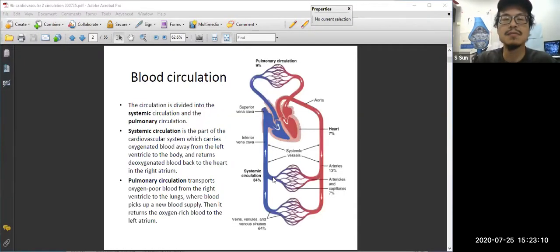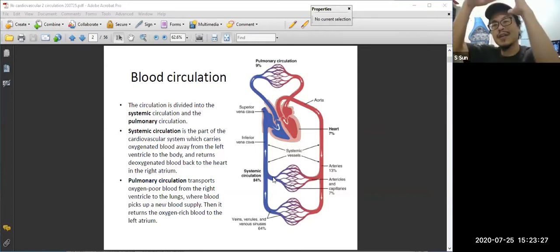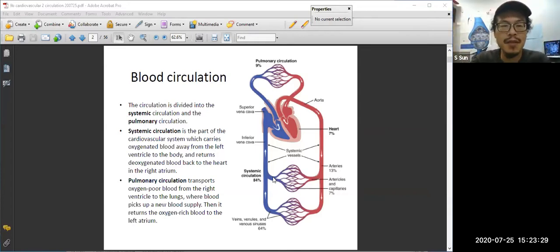So the circulation includes the systemic circulation and the pulmonary circulation. Even though that's two circulations, they are basically connected in series. So all the blood will go through the lung and go through the tissue. It will go through the pulmonary and go through the systemic. So just a little bit of anatomy.